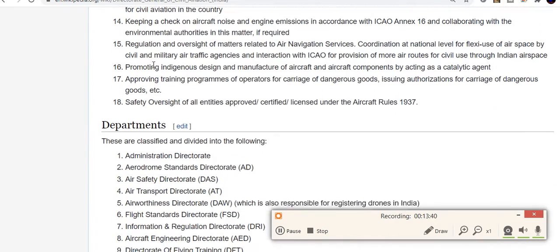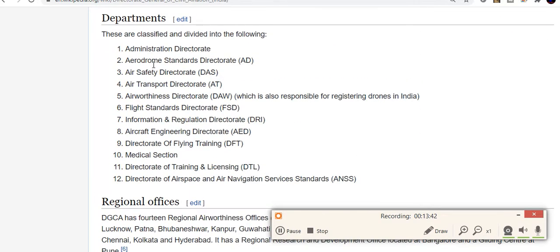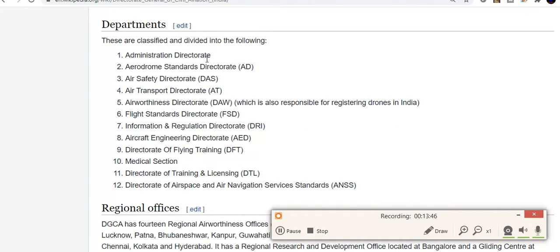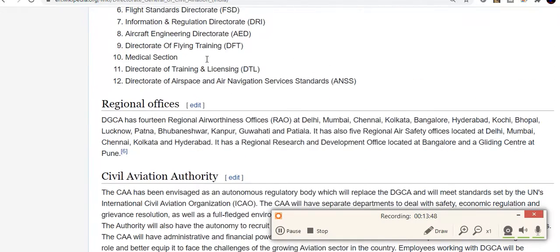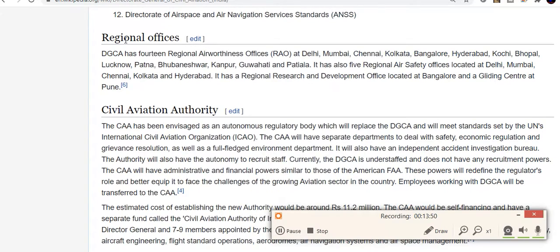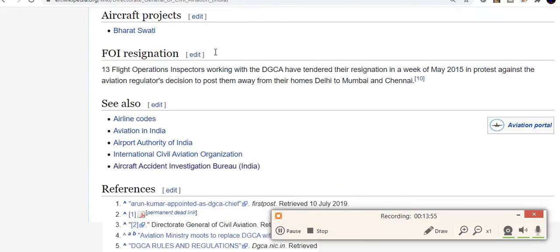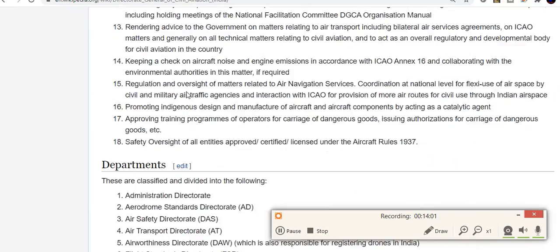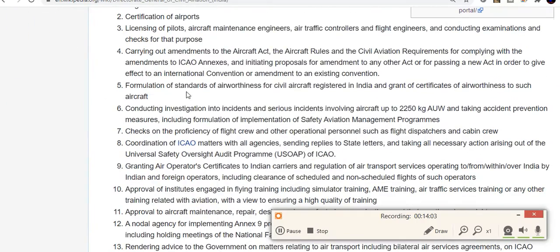Apart from that, there are different departments. These things are important for your prelims. You can read about the different departments and what they do for extra knowledge. A regional office: DGCA has 14 regional offices, not important for mains as such. Just remember that there is a body called DGCA, which is a statutory body, and it is functioning for coordination with ICAO.